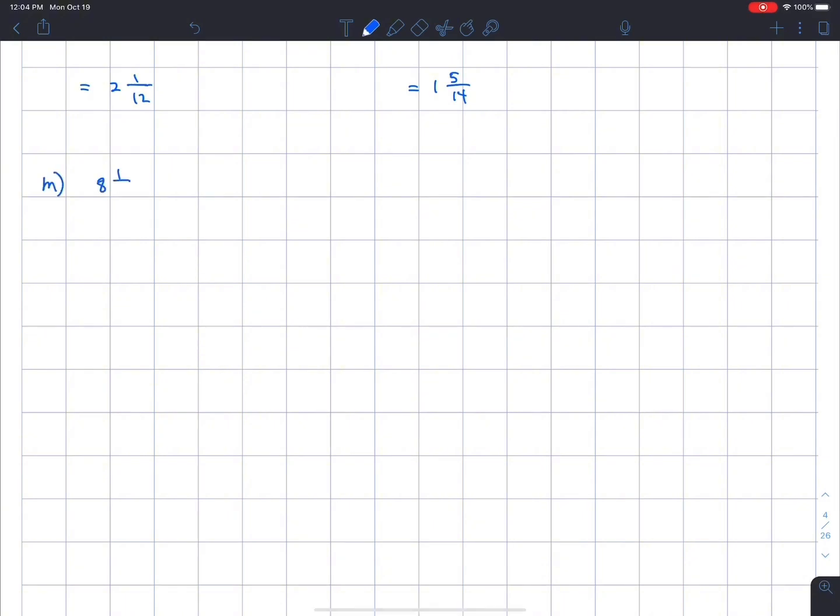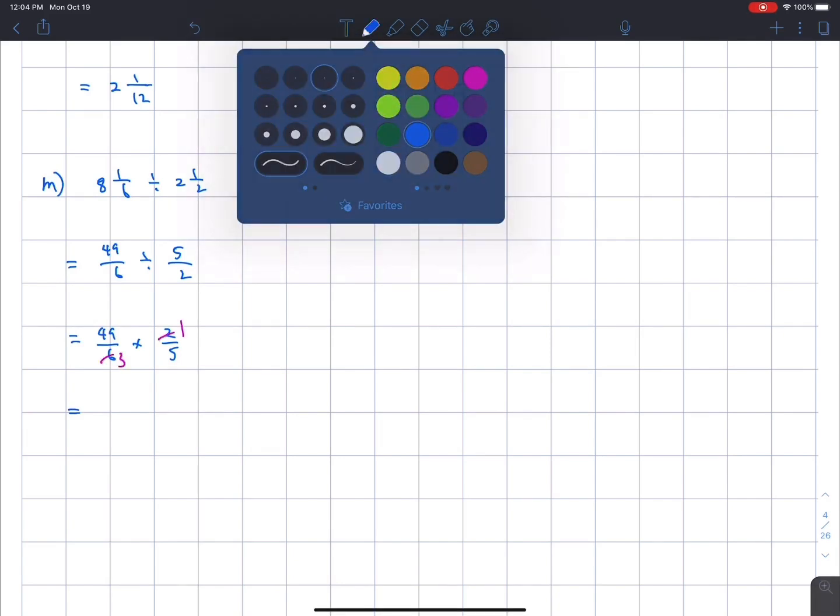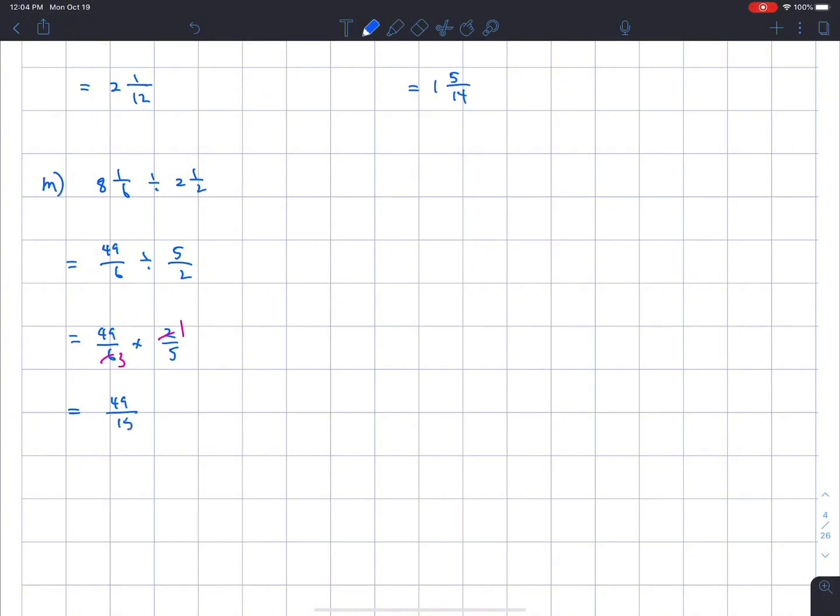M, 8 times 1 over 6 divided by 2 and 1/2. 6 times 8 is 48, plus 1 is 49. 2 times 2 is 4, plus 1 is 5. Now I flip this over. Divide this by 2 to get 1, divide this by 2 to get 3. And I get 49 over 15. 15 goes into 49 3 times. 15 times 3 is 45. And then 49 minus 45 is 4.